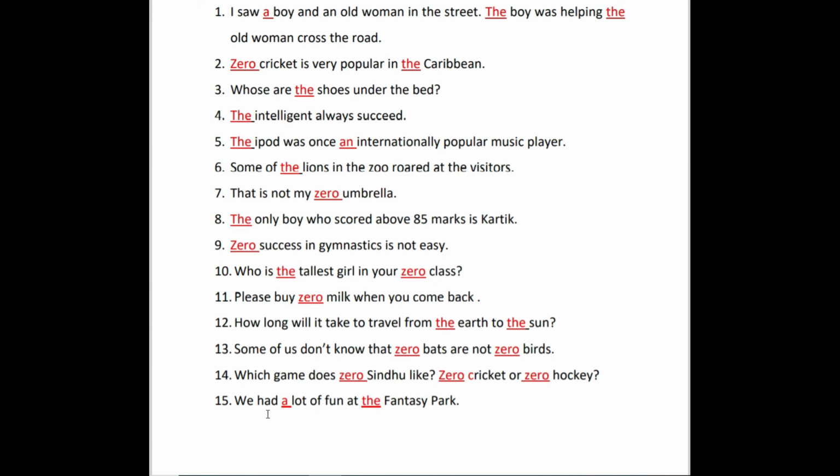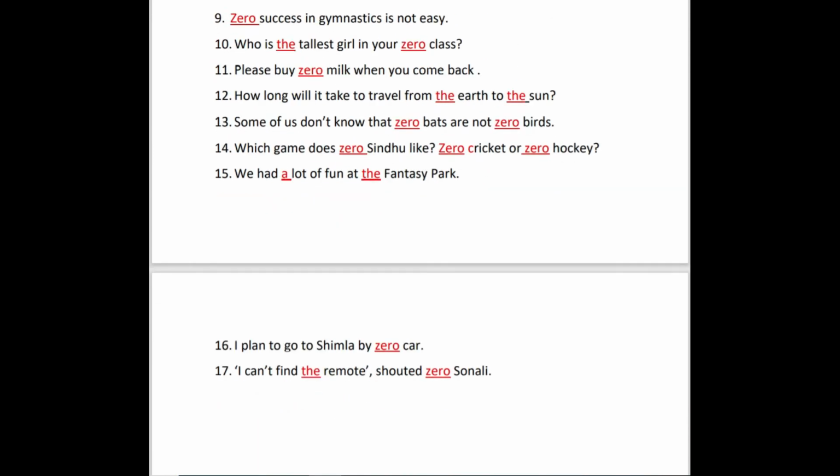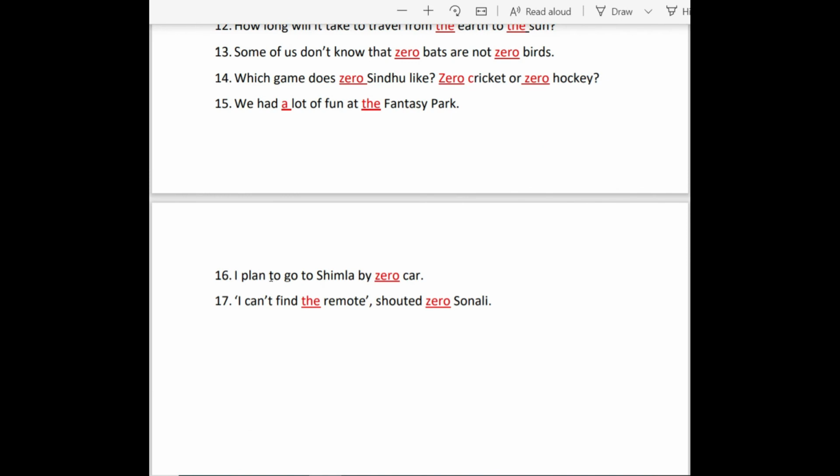Yes. Number 15, we had dash lot of fun. What is this? It's a fixed expression. Before them, we usually write a lot of fun. At the fantasy park, because we are specifying the park. What is that? Fantasy park. Number 16, I plan to go to Shimla by dash car. It's also a fixed expression which is always written like by car. I can't find the remote. You're specifying the remote. The remote shouted zero Sonali.